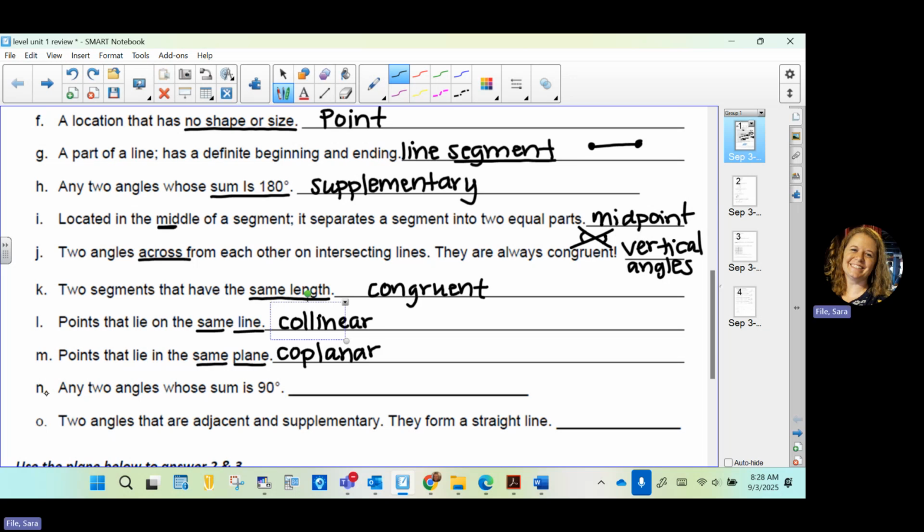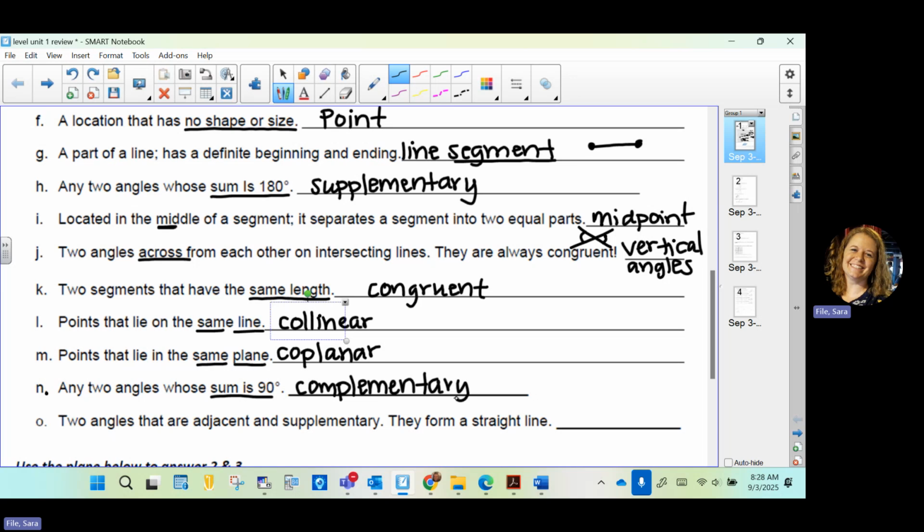Any two angles whose sum is 90. So supplementary was 180. What's 90? Complementary. And remember the memory trick? I said to compliment someone is the right thing to do. So complementary means a right angle, 90 degrees. So complementary 90, supplementary 180.